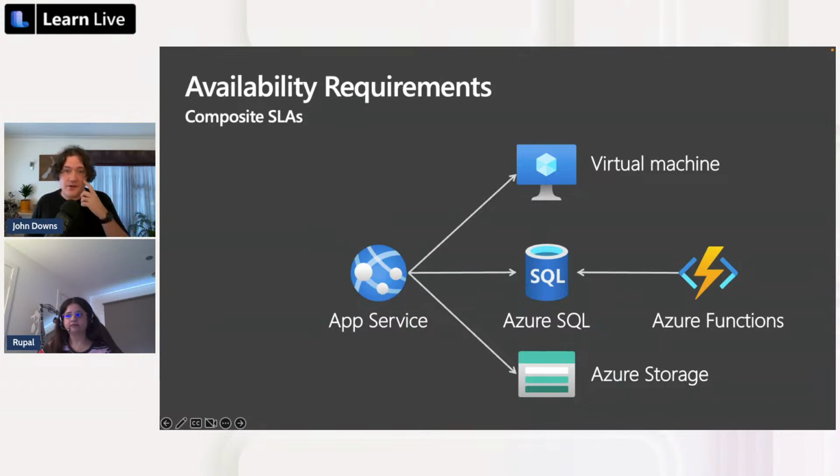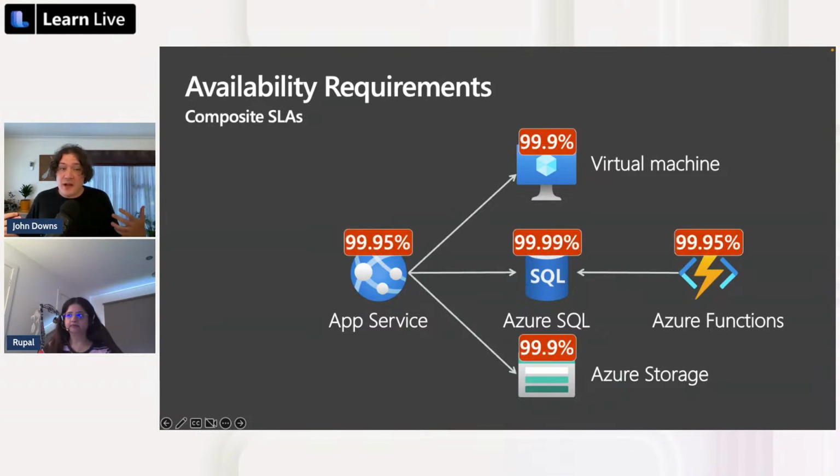Azure provides an availability SLA for each of our services, and it's important to read these SLAs very carefully to understand what they mean, and also to understand how you need to configure and use the service to get the benefit of those SLAs. That's a really important thing when you're architecting a solution, is to actually read those SLAs carefully.